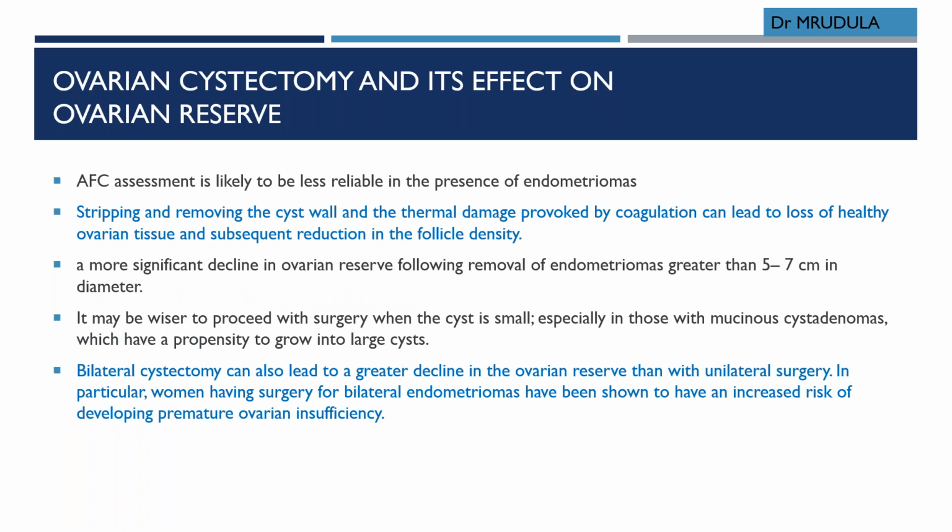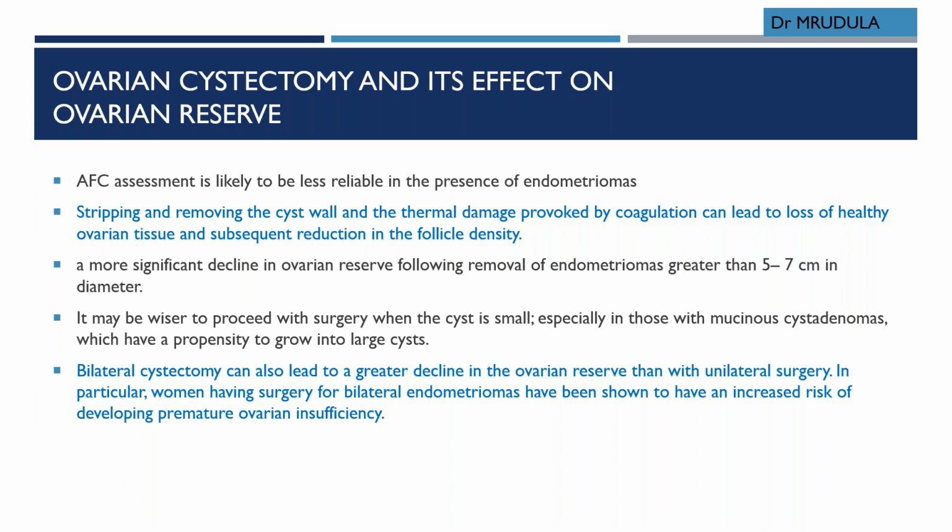Now, how to do this ovarian reserve assessment? AFC assessment is likely to be less reliable in the presence of endometriomas, because sometimes, with large endometriomas, it is very difficult to count AFC, so it is less reliable. If you go for stripping and removing the cyst wall, or the thermal damage used by coagulation, it can lead to loss of healthy ovarian tissue and subsequent reduction in follicular density.